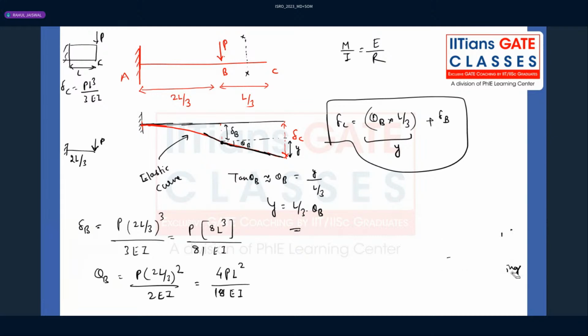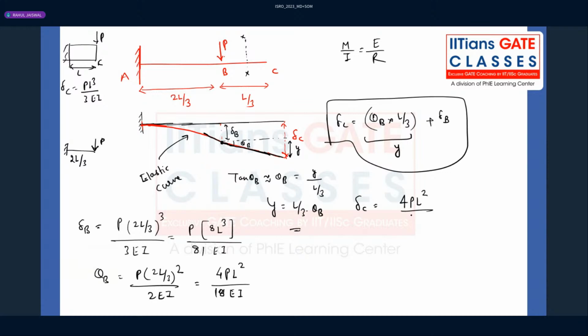Again, those who are not able to digest this elastic curve method can follow other methods. There are many, like what we call the moment area method. We also have the strain energy method. It's up to you, whatever you want to follow. You can get the same answer as we are getting by this method. So delta C will be theta B is what?